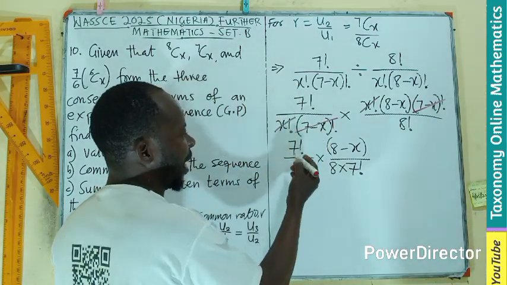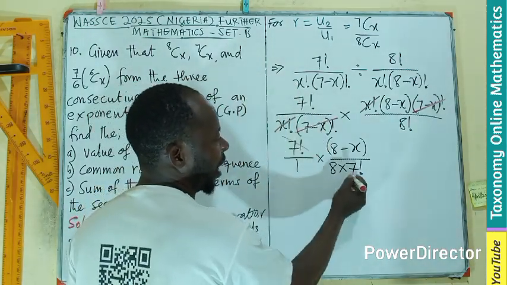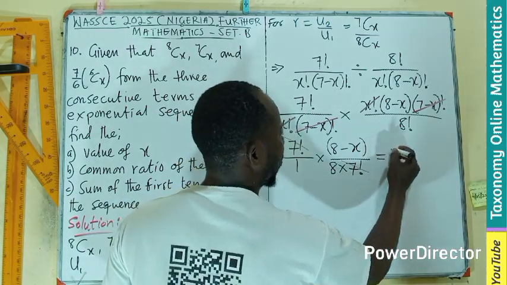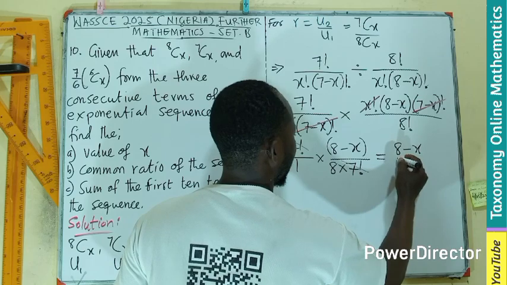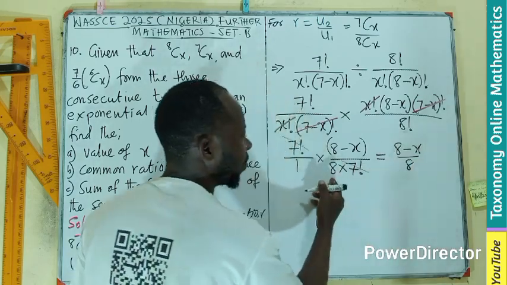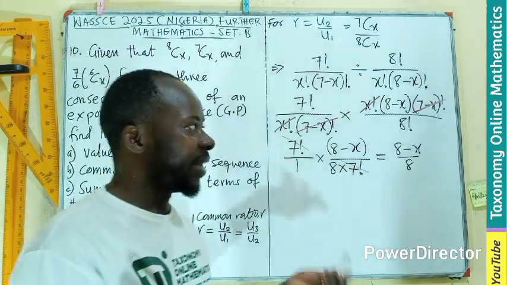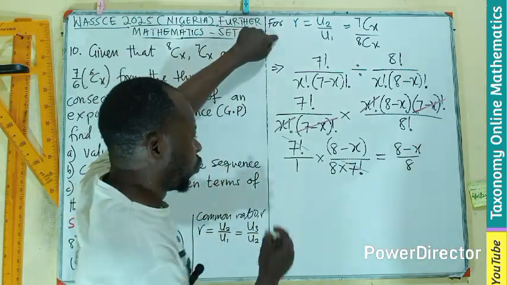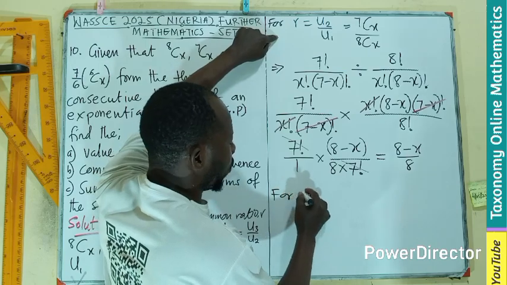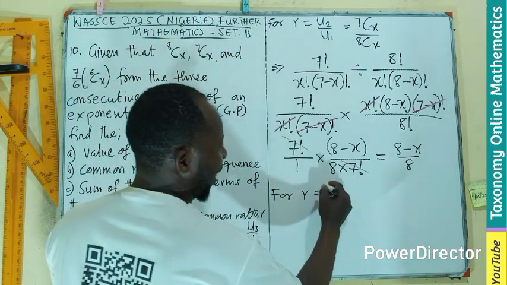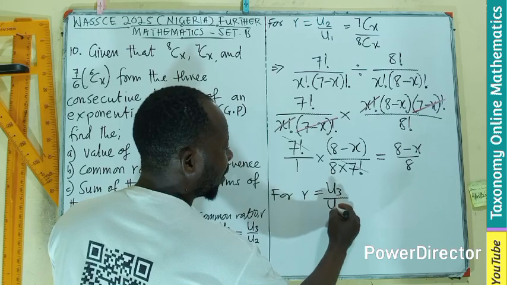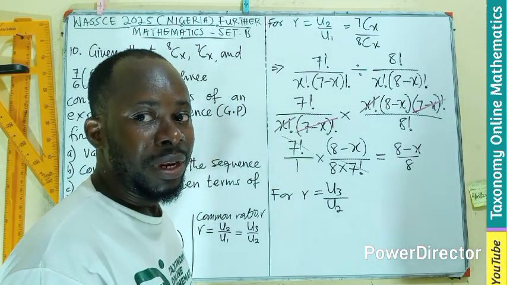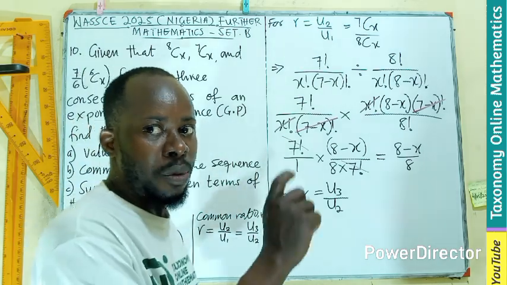So from here, I can now take care of 7 factorial and 7 factorial. So our ratio now becomes 8 minus x divided by what? 8. This is cancelling. So at this point, there is nothing to do. This 8 cannot be cancelled. So let's move on to the next ratio, which is going to be the third term divided by what? The second term. This result is not giving us a specific answer, so we need to get a specific value for the common ratio.